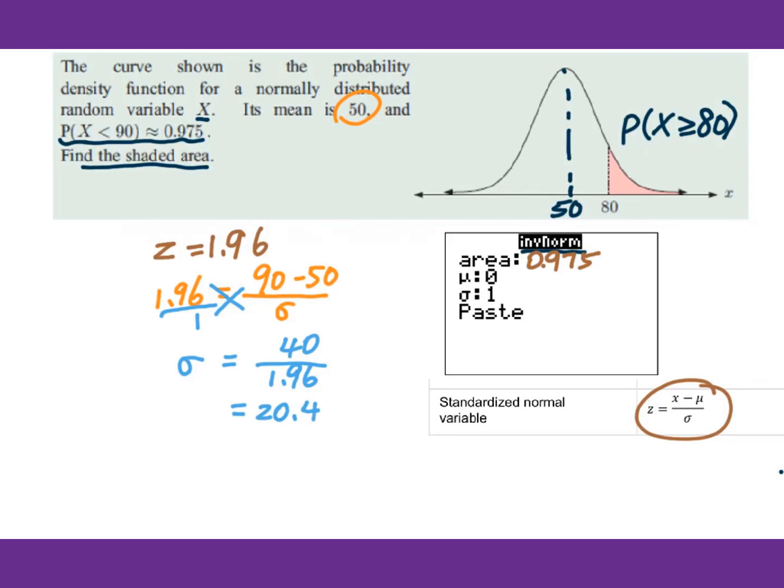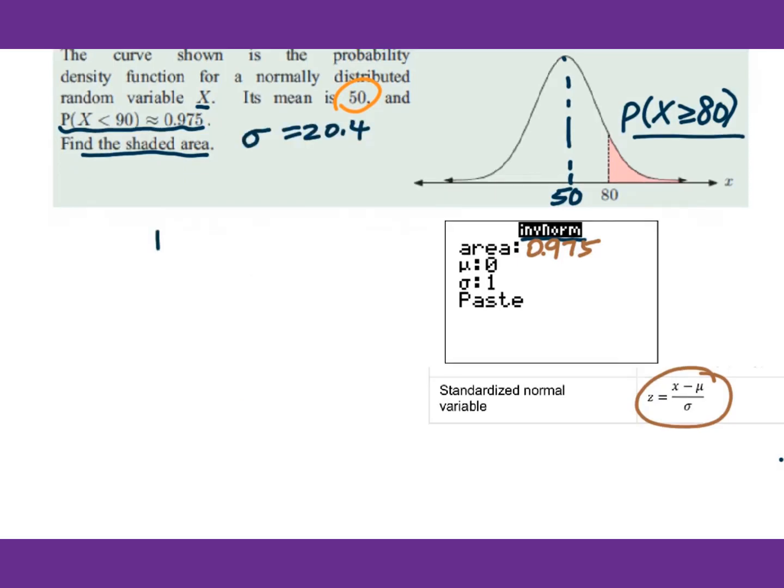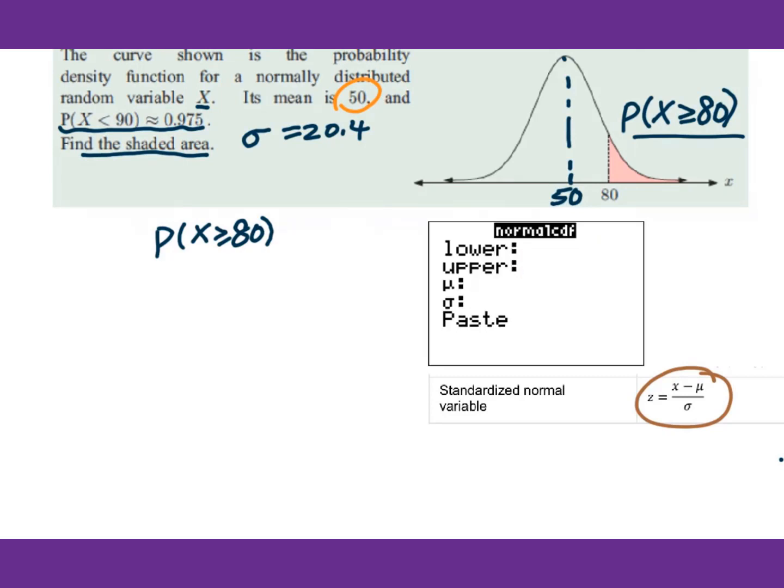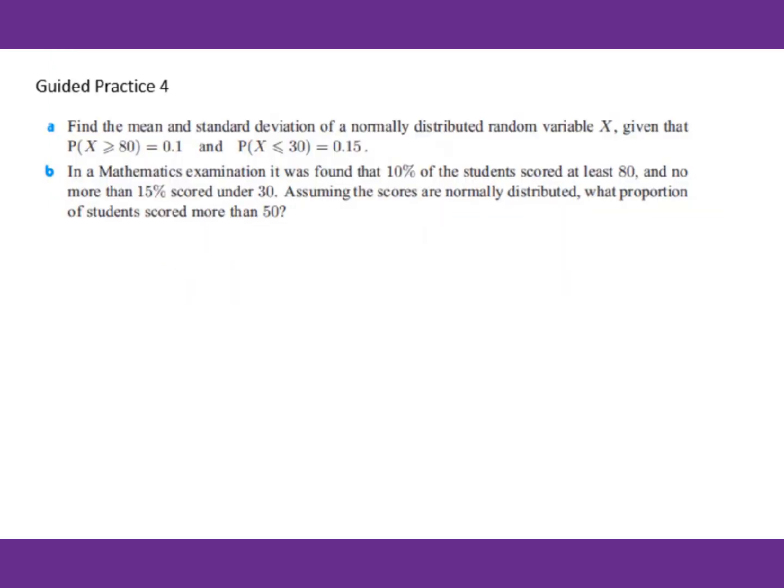If we want to figure out the probability x greater than or equal to 80, we have to use norm CDF. Lower will be 80, upper is 1E99. Mean will be 50. Standard deviation will be 20.4. You will get 0.0707. Let's go to guided practice 4.